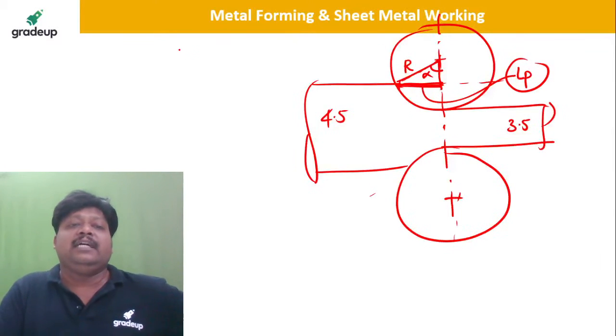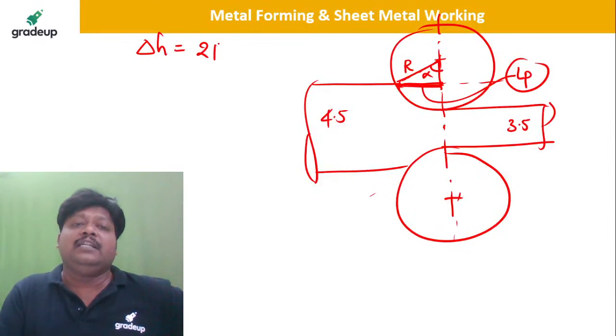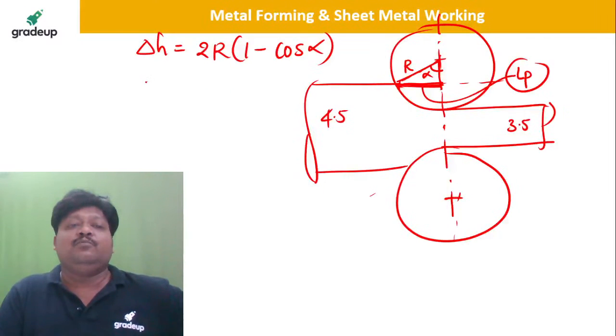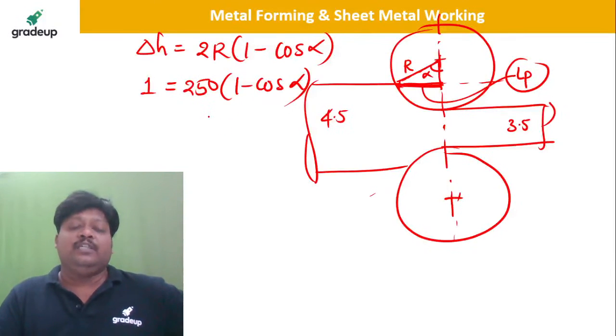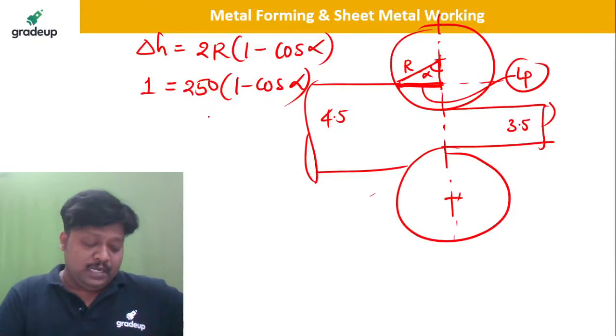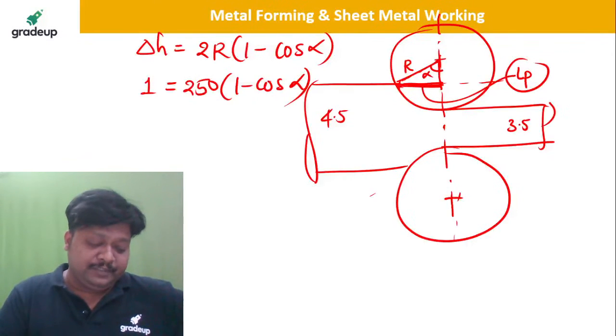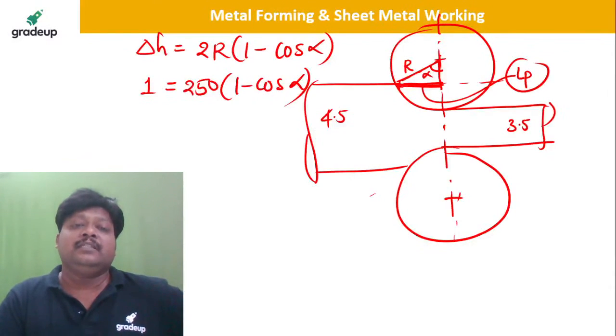How to calculate this alpha? You know very well that delta H is equal to 2R into bracket 1 minus cos alpha. Delta H is how much? 1. Diameter for the roller is how much? 250. So 1 equals 250 into bracket 1 minus cos of the unknown angle alpha. So it will be 1 minus 1 divided by 250.